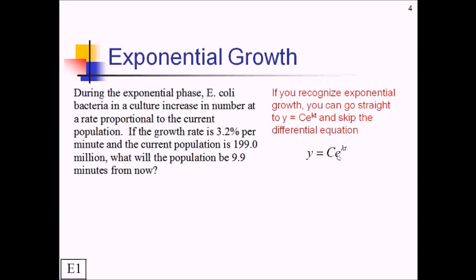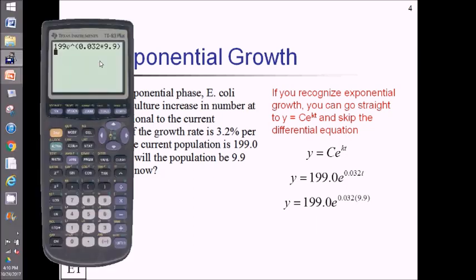So we've got a c value we need to plug in. That's going to be the current population of 199.0. e is just e. What's our k value? Well, again, that's our growth rate, so that's going to be 0.032. And then for time, we've got 9.9 minutes. So we just have to plug all of that in together and use our calculator.